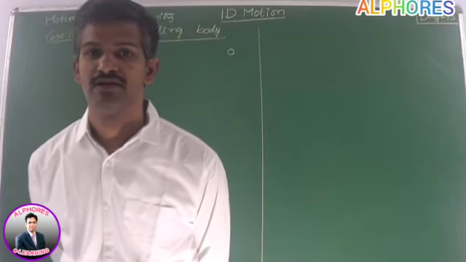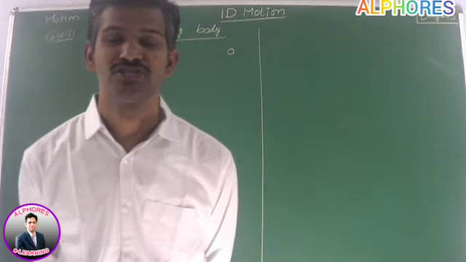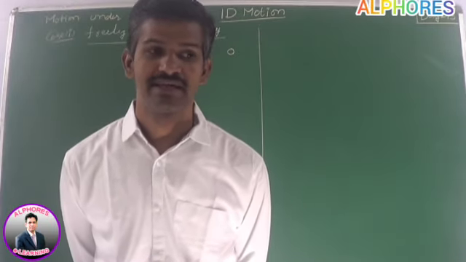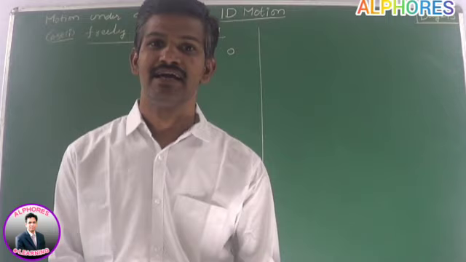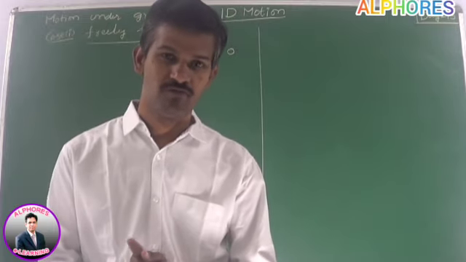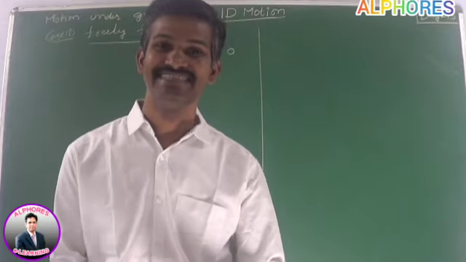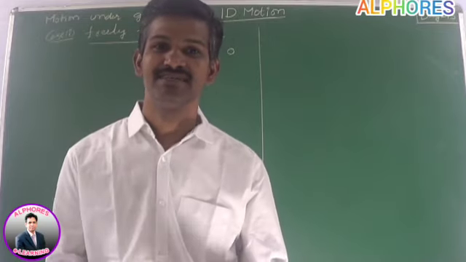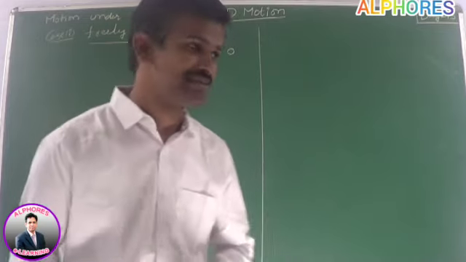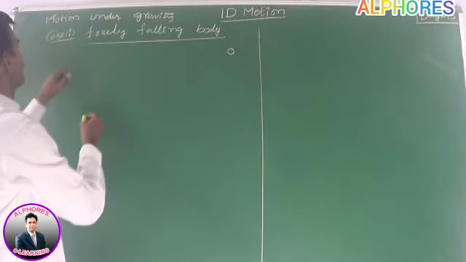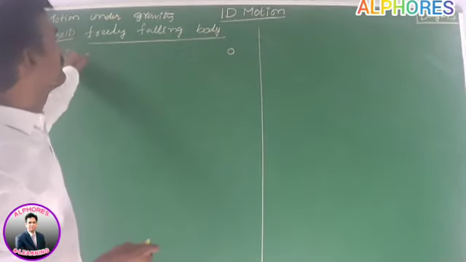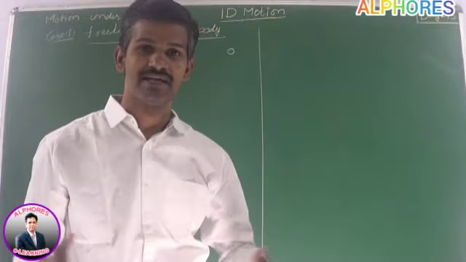Students, yesterday we discussed motion under gravity. Gravity arises due to gravitational force. Gravitational force produces an acceleration of g on all objects near the surface of Earth. That acceleration is the motion under gravity. We divided the concept into four categories.